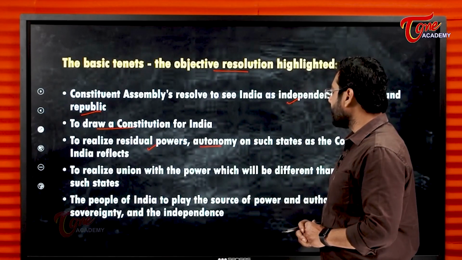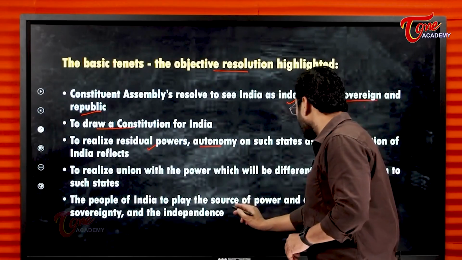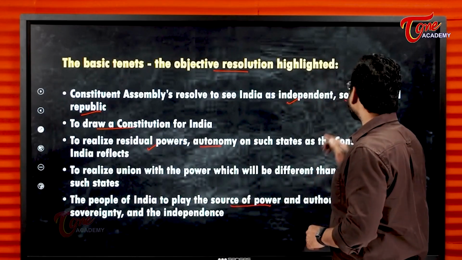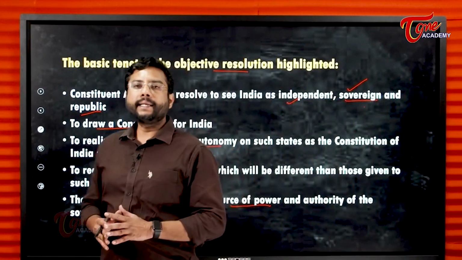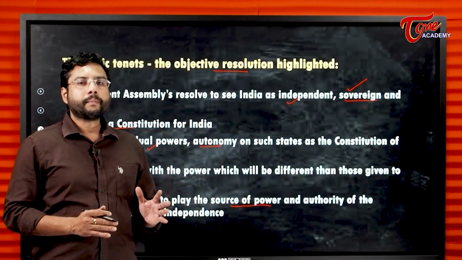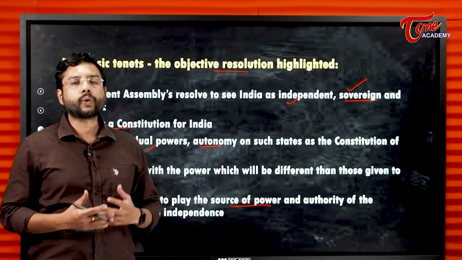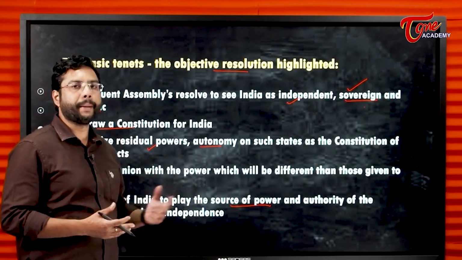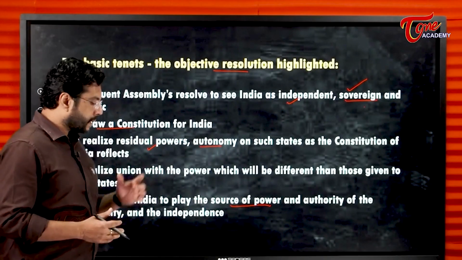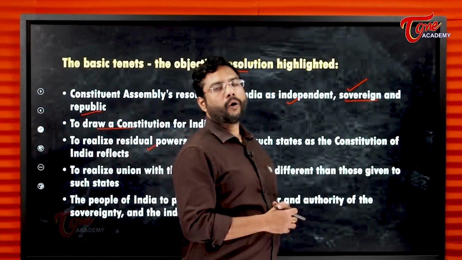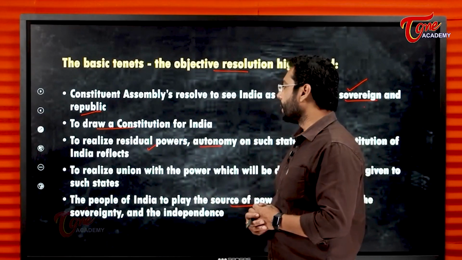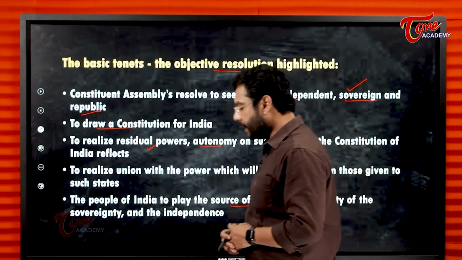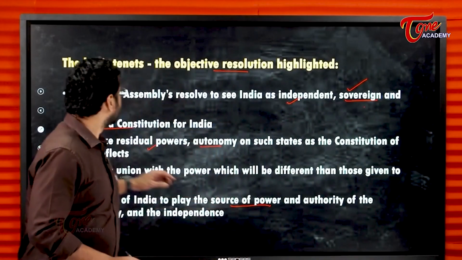Here the people of India are the source of power, because we say we are sovereign. Sovereign means India is ruled by itself, or the source of authority is in the people. India is neither forced externally nor internally to frame its policies. We are sovereign, we are independent. So that is also reflected in the Objective Resolution.